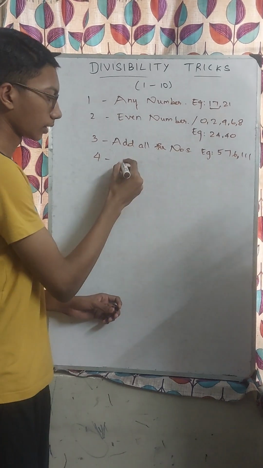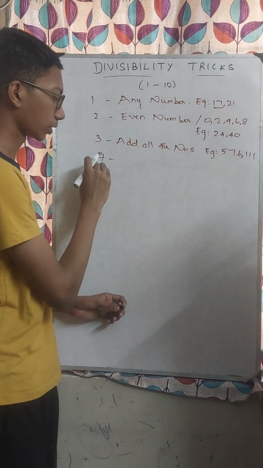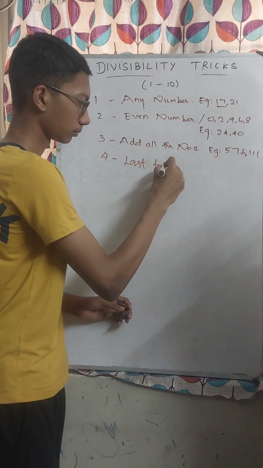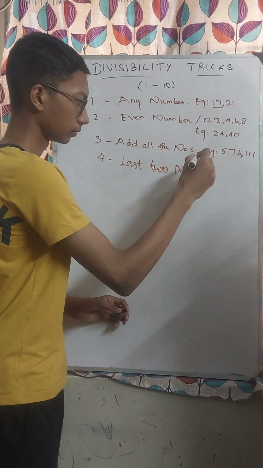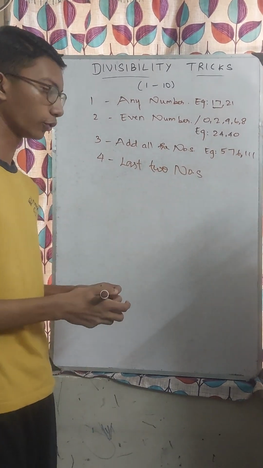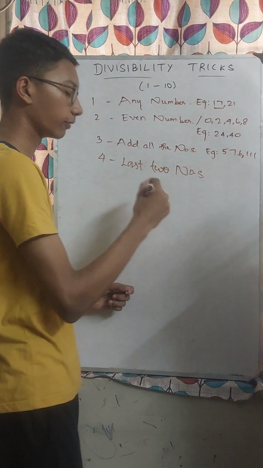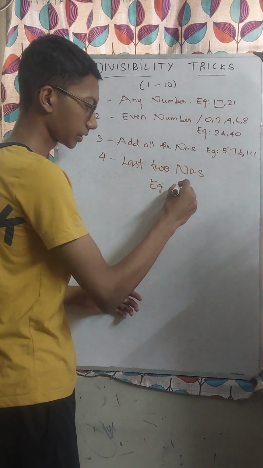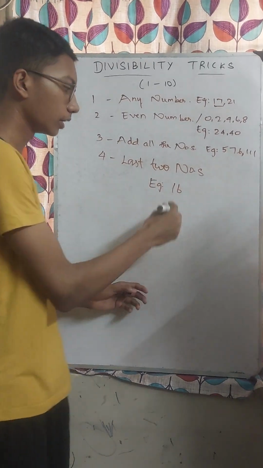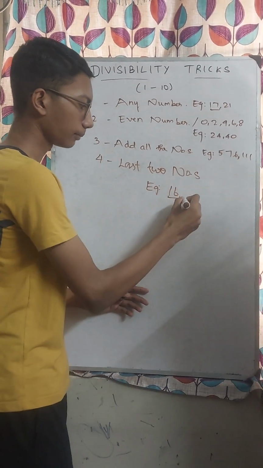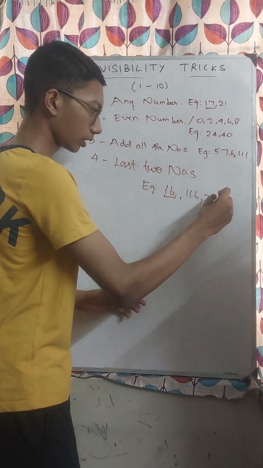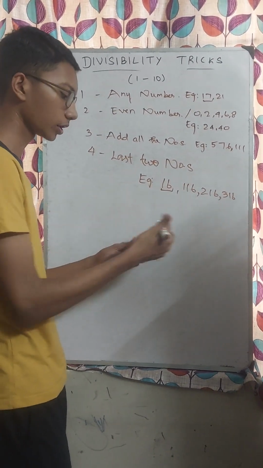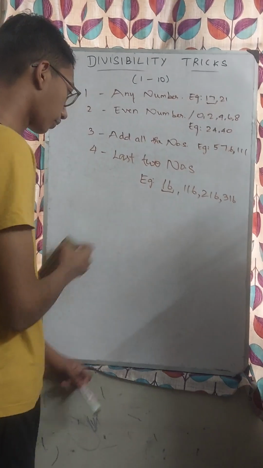Now let's get to the number 4. For the number 4, we need to get the last two numbers. If the last two numbers are divisible by 4, then the whole number is also divisible by 4. Let's get an example. Let's see if we have the number 16. We know this is divisible by 4. So since this is divisible by 4, the numbers 116, 216, 316 and so on, all the hundreds numbers are also divisible by 4.